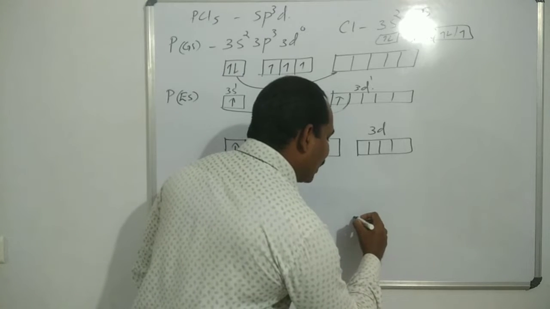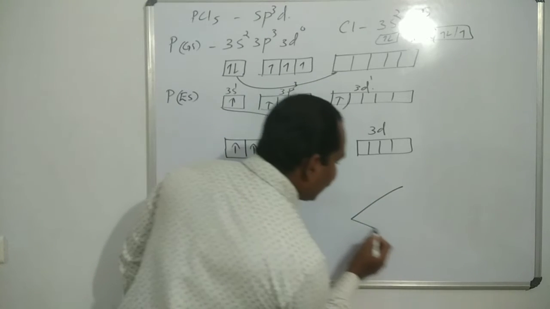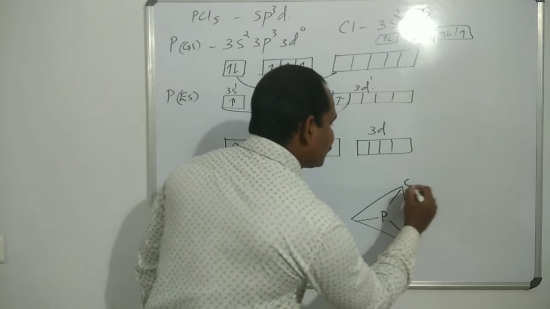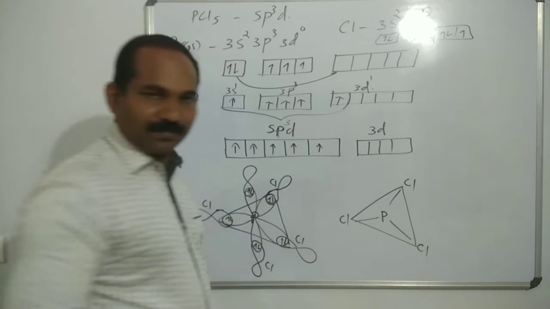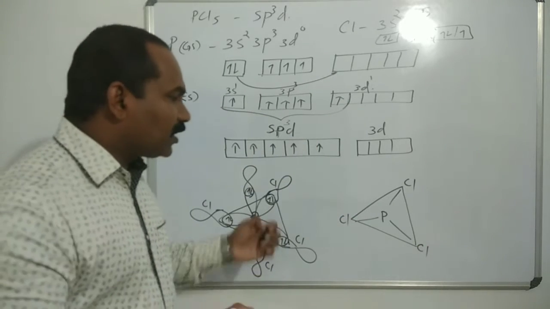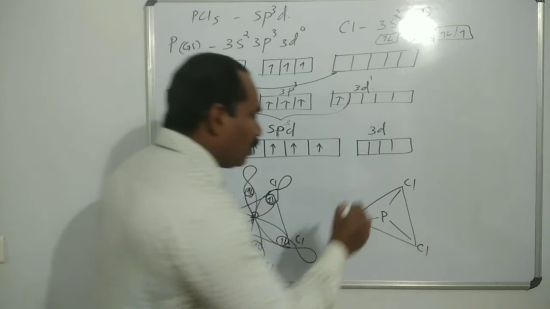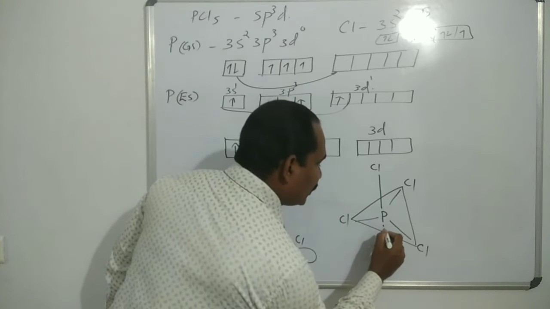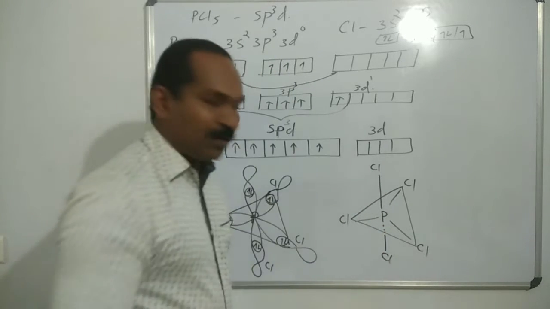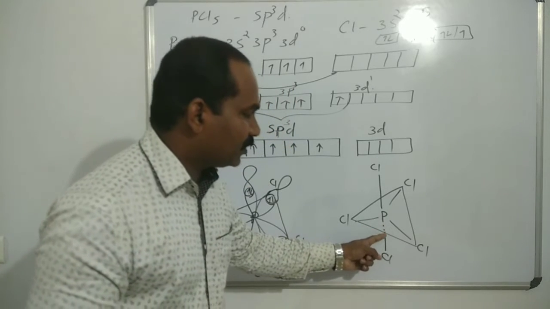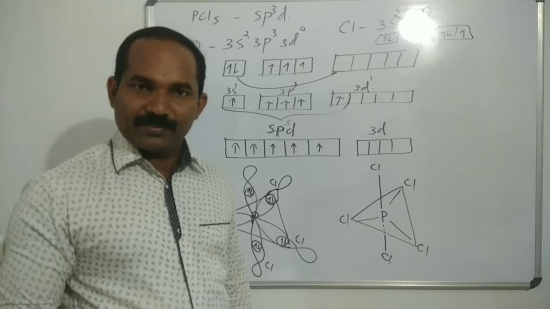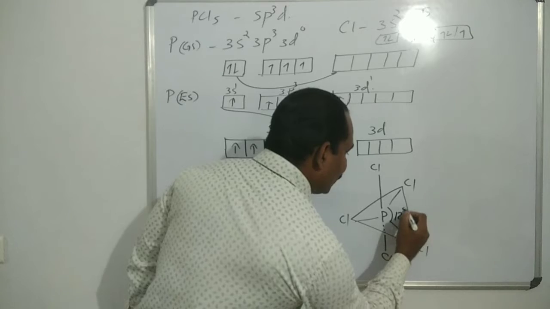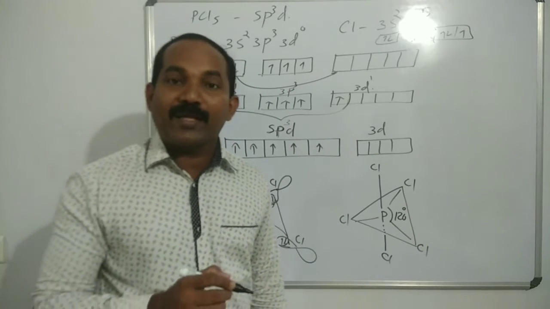Then let's draw the shape of the molecule. It is trigonal bipyramidal. Phosphorus, then 3 chlorine atoms in the same plane. One chlorine is above the plane and the other chlorine is below the plane. That's why I put dotted lines up to here. Then we can see that the bond angle is 120 degrees.